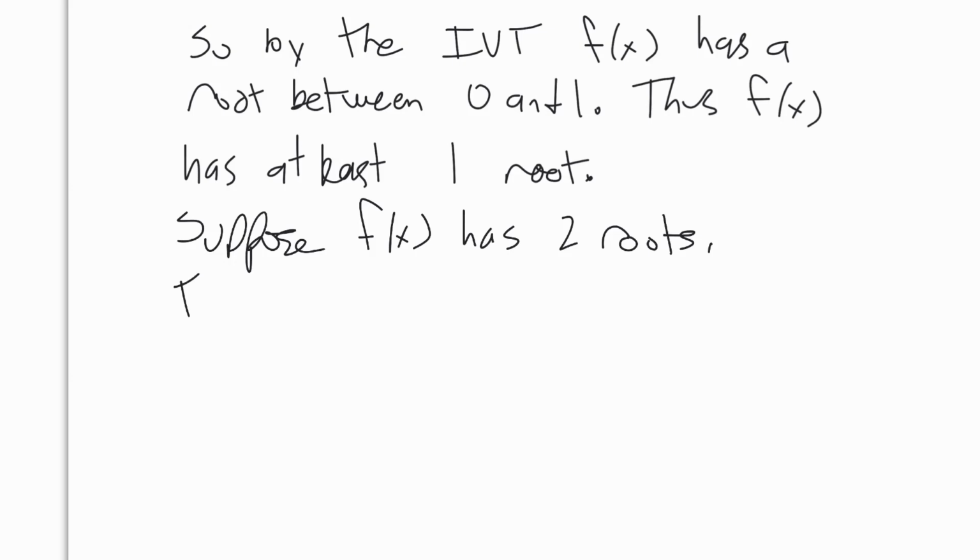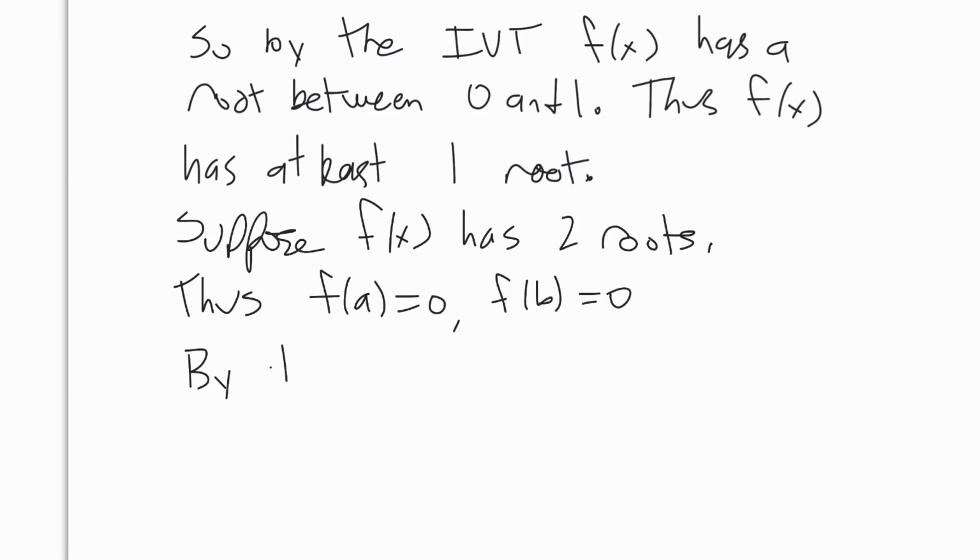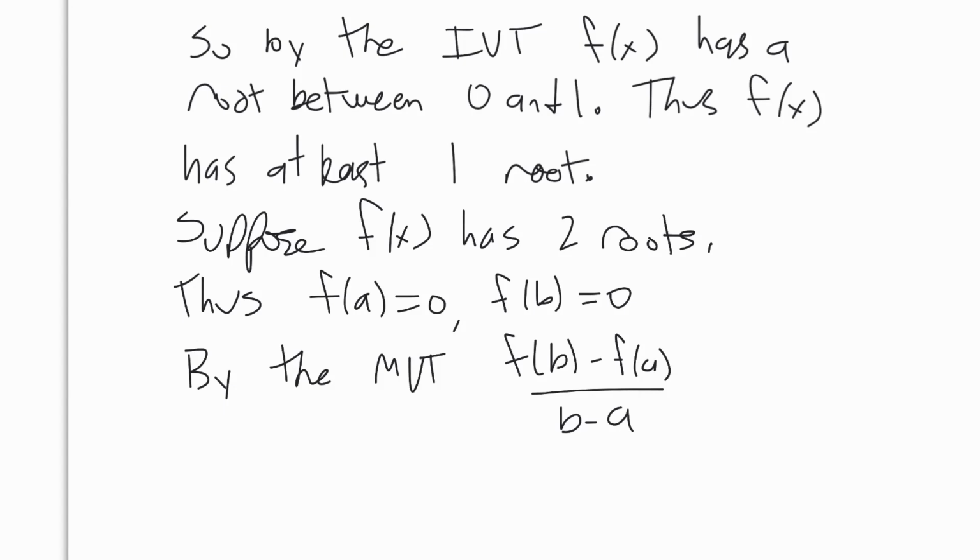If it has 2 roots, we could say f of a equals 0 and f of b equals 0, because that's what it means to have a root. It's a number. When you plug it in, you get 0. Clearly, we have a polynomial which is continuous and differentiable, so let's go ahead and say, by the mean value theorem, well, what do we have? f of b minus f of a over b minus a should equal f prime of c, where c is in the interval a to b.